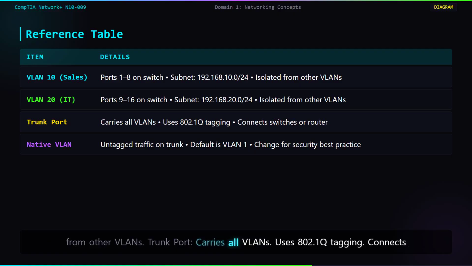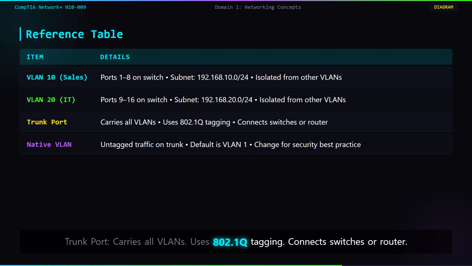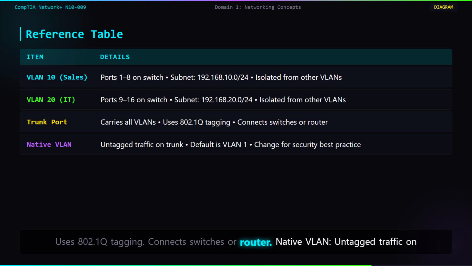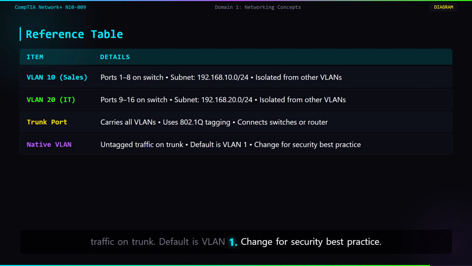Trunk port carries all VLANs, uses 802.1q tagging, connects switches or router. Native VLAN, untagged traffic on trunk, default is VLAN 1, change for security best practice.